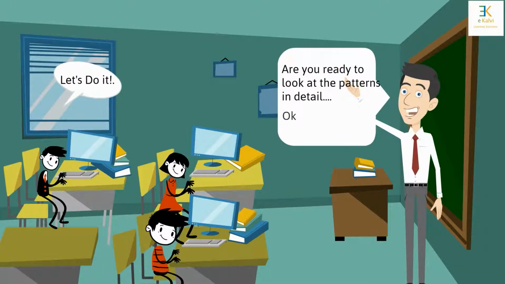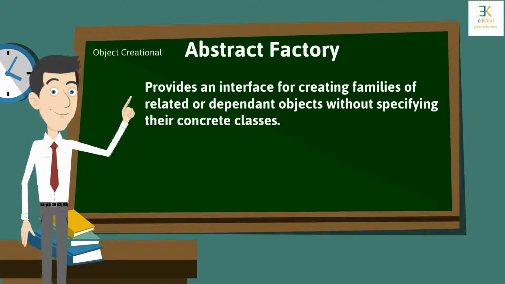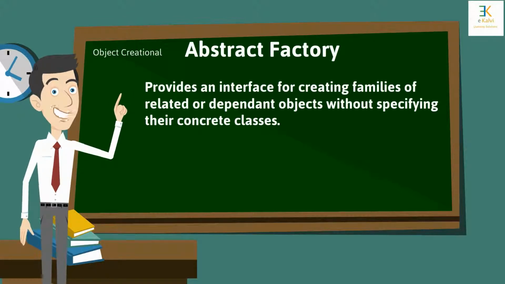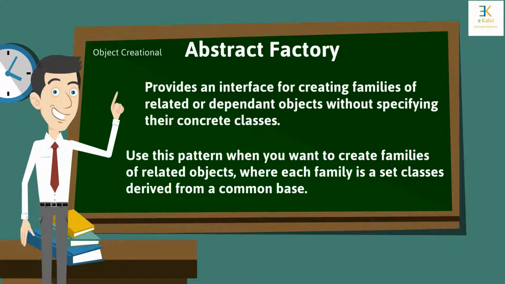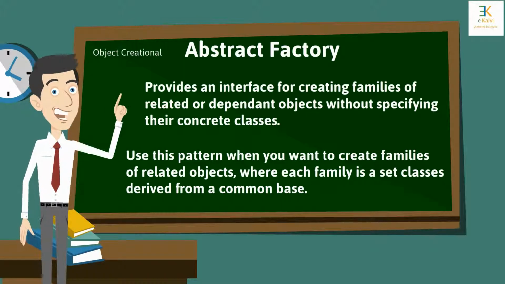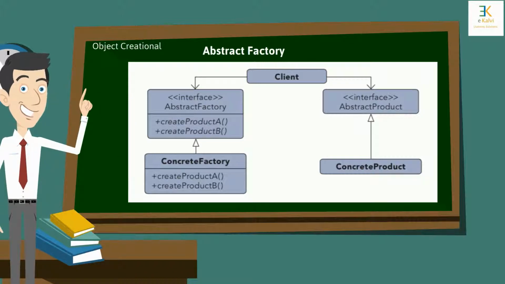Let's do it. Okay, let's look at the object creational pattern, the abstract factory. It provides an interface for creating families of related or dependent objects without specifying their concrete classes. Use this pattern when you want to create families of related objects, where each family is a set of classes derived from a common base. Concrete classes should be decoupled from clients. Libraries must be published without exposing implementation details.